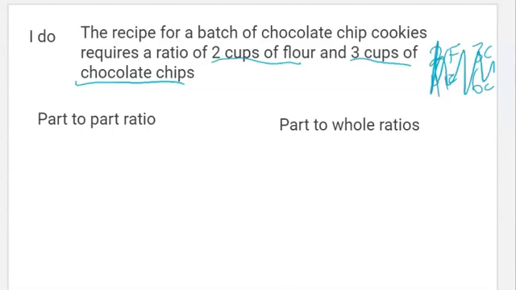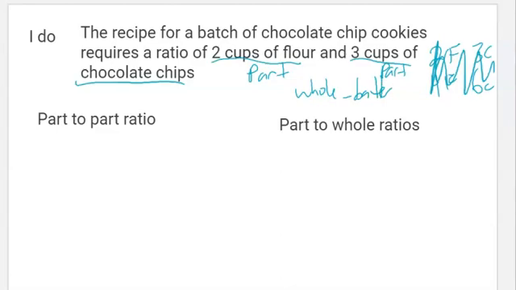The part to part ratio in this problem: part of the batter is flour. Part of the batter is chocolate chips. And if I put them together, I've got a whole thing. I've got a whole combination of the two. We'll just call that the batter, the cookie batter. So we're going to make the cookie batter.